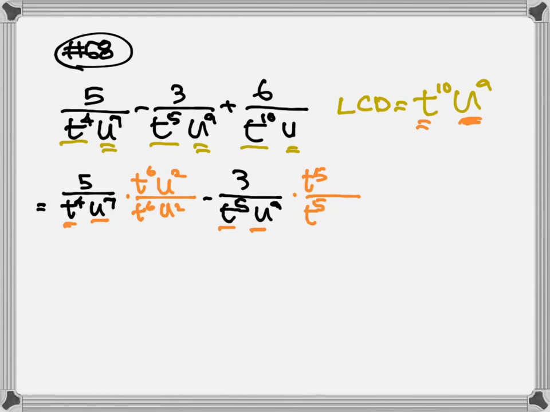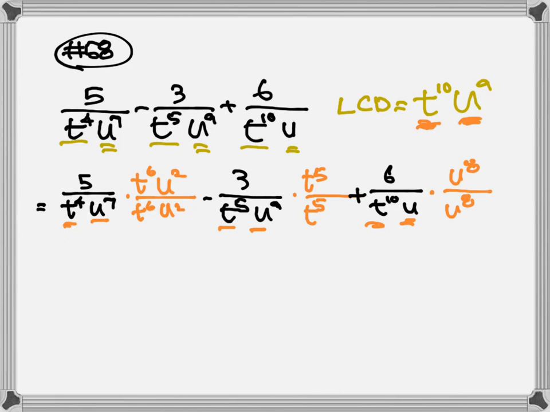So that's good. For the third fraction, let's bring down plus 6 over t^10 u. Okay, now let's check. For the t, we have t^10, which is good. We don't need any t. Now let's look at u. We only have u here, but we need to go to the u to the 9th power, so we're missing 8 of them. So it'll be u^8 and u^8.